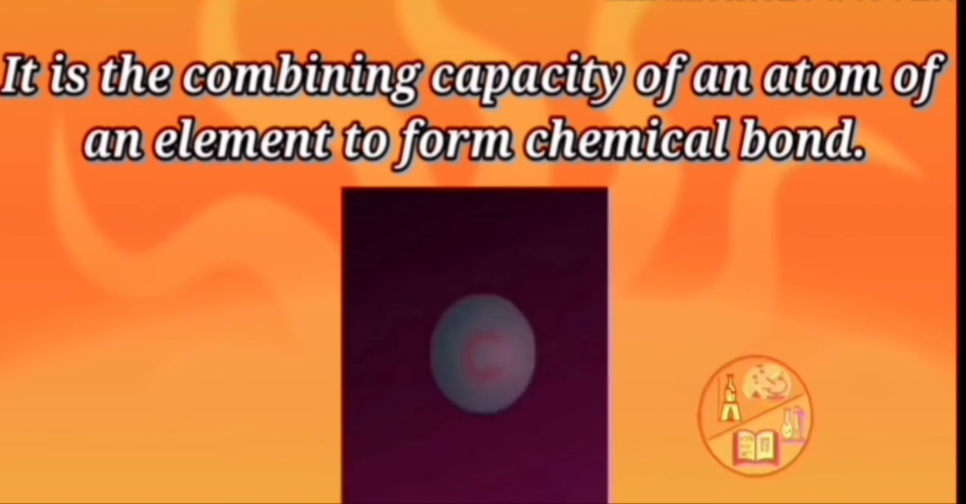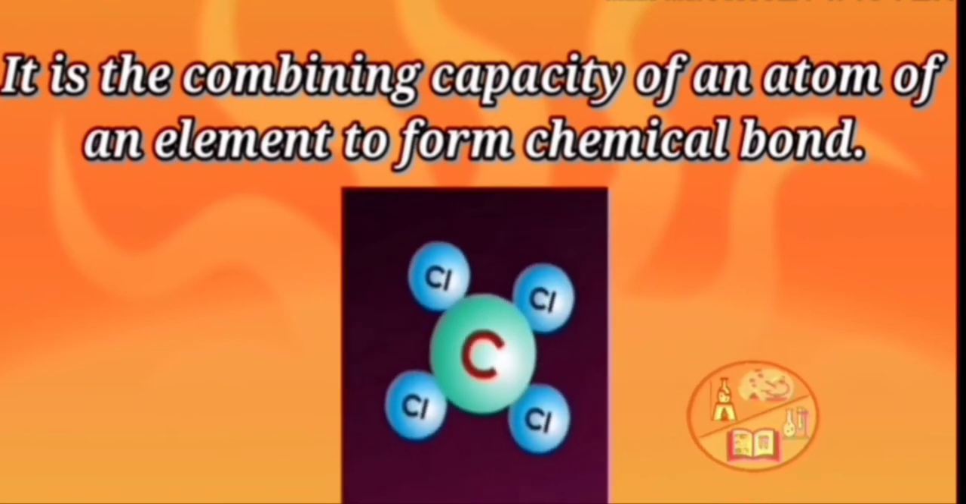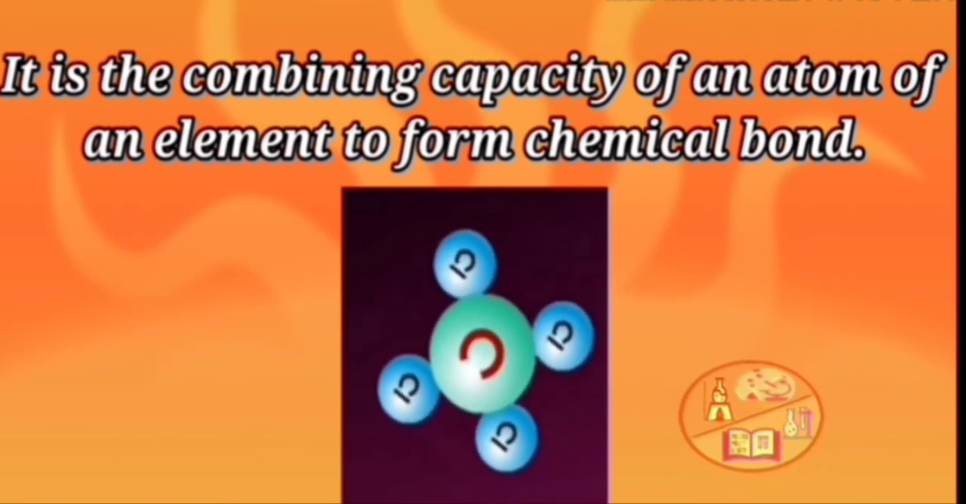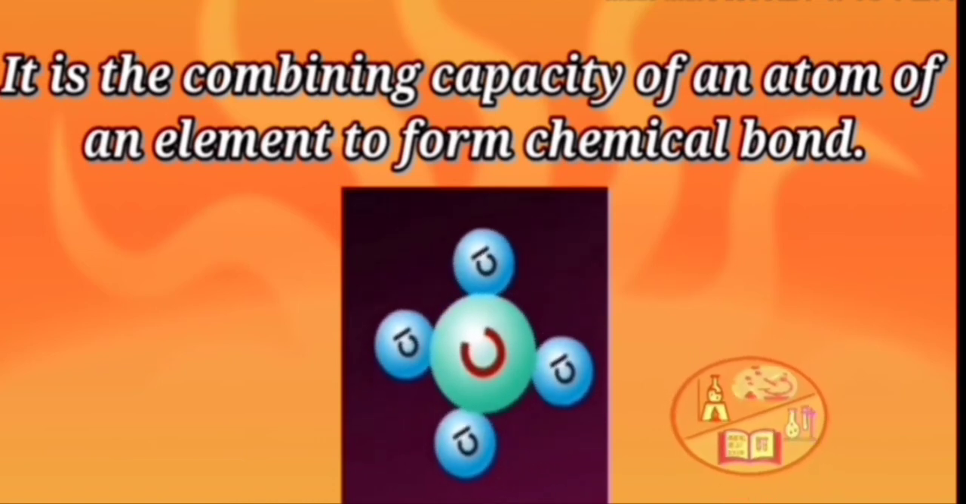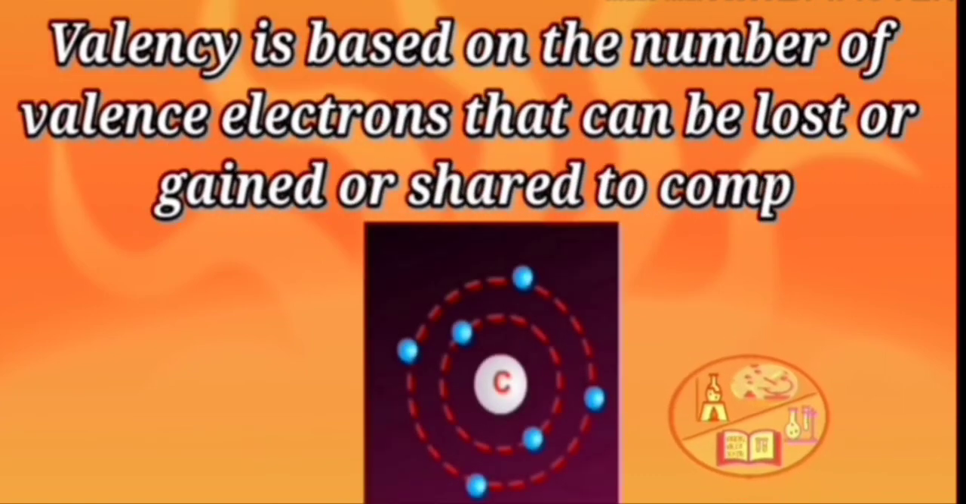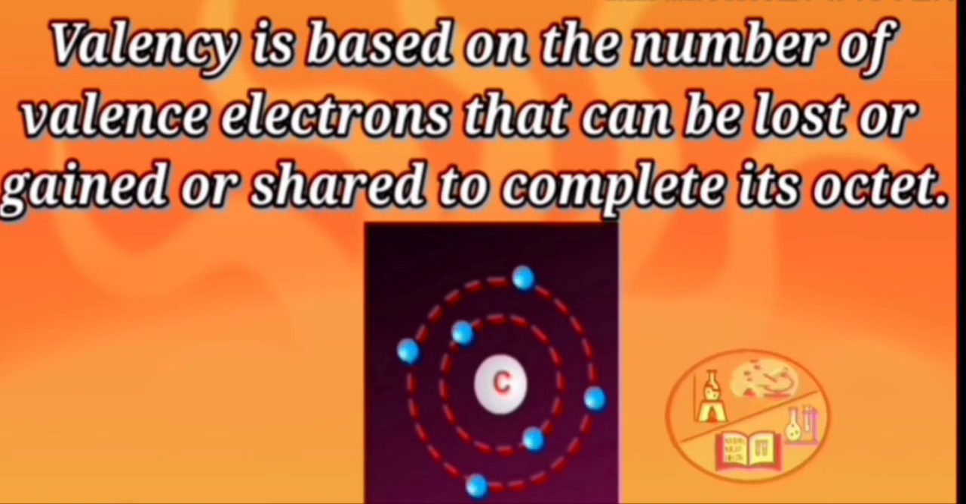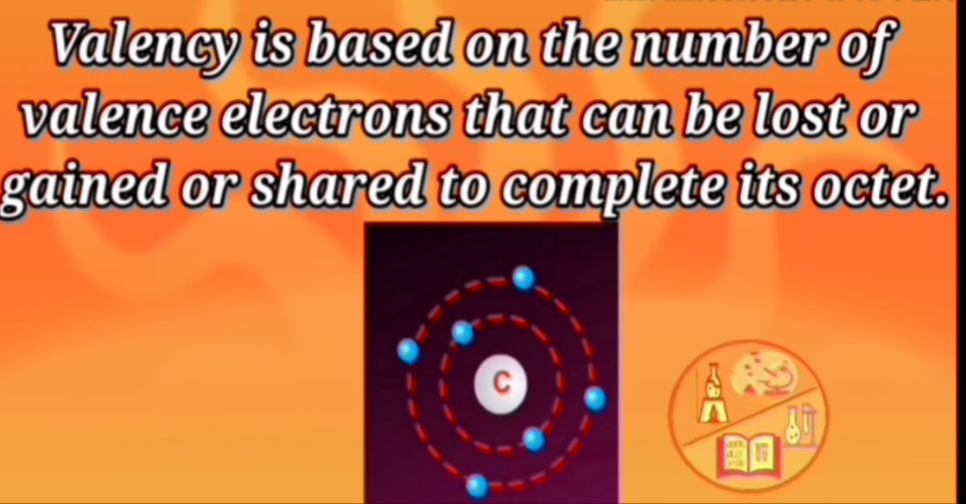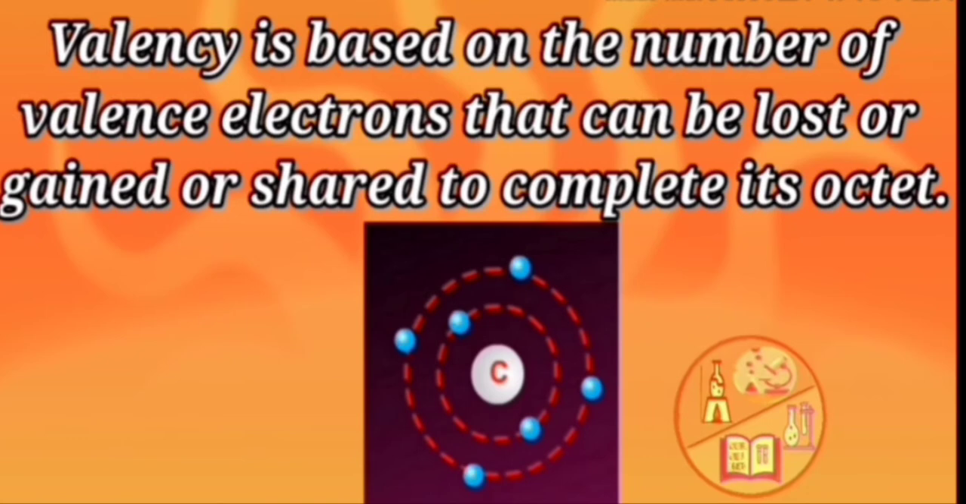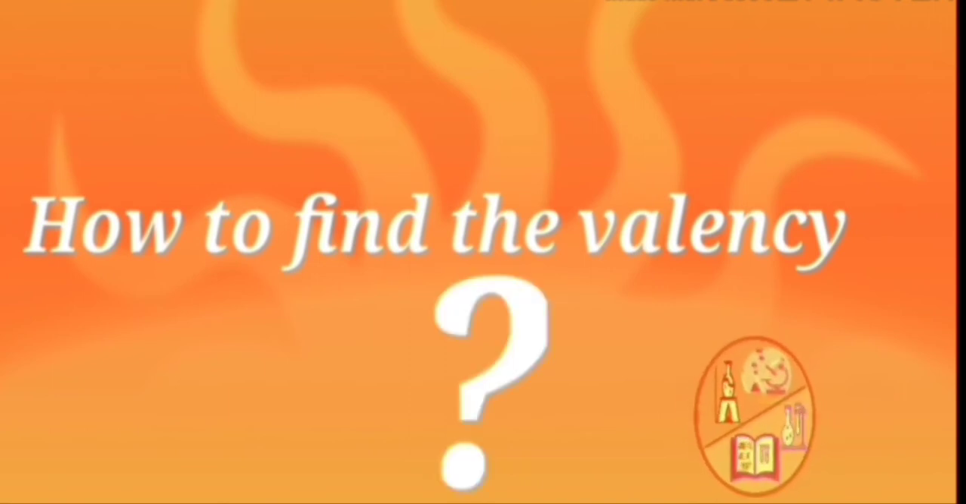Now let's know about valency. It is the combining capacity of an atom of an element to form a chemical bond. Or it can also be defined as the number of valence electrons that can be lost, gained or shared to complete its octet. Now, we understood what valency is, but the important question that arises is how to find it.